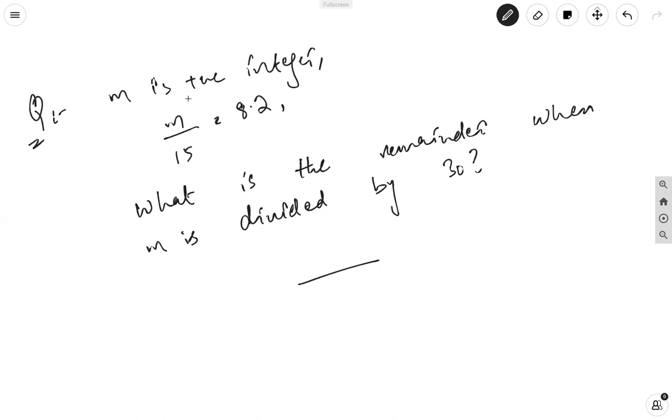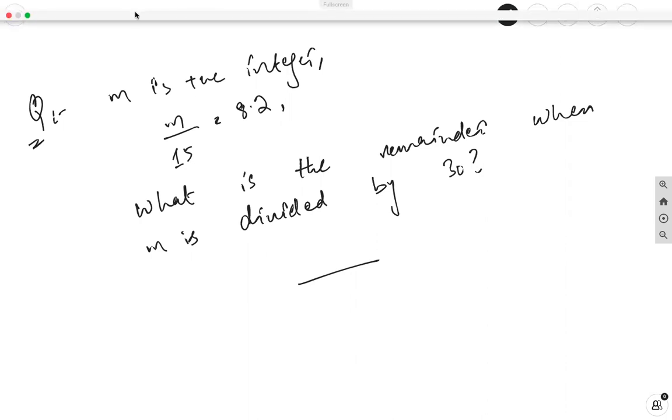I will repeat the question. M is a positive integer such that M over 15 is equal to 8.2. So the question is, what is the remainder when M is divided by 30? You have just 1 minute to solve this.